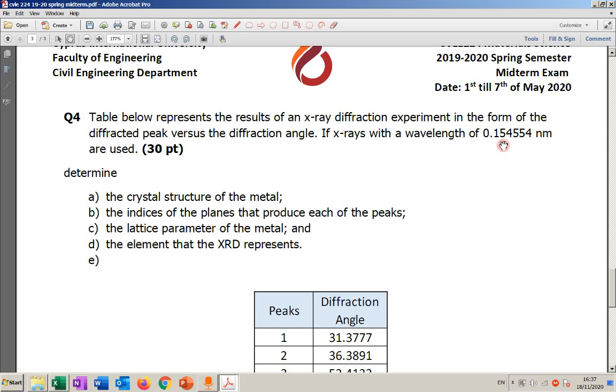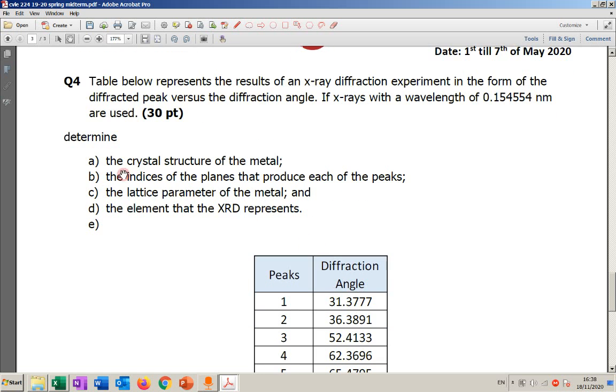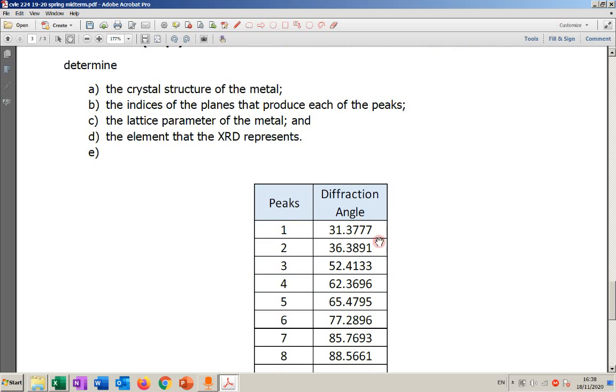So this is the wavelength lambda, and then determine the crystal structure of the metal. We need to find the crystal structure of the metal. We need to find the indices of the plane that produces each of the peaks. So we need to find the planes, and then the lattice parameter, which is a, and the element that the XRD represents.